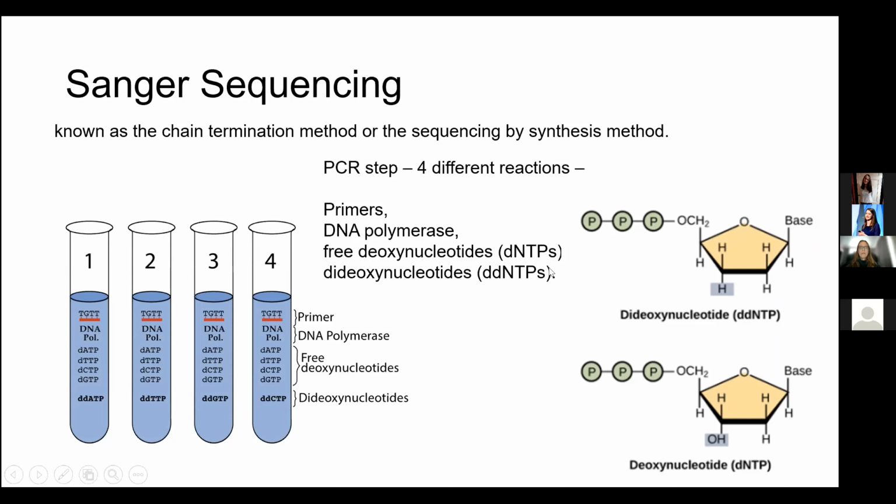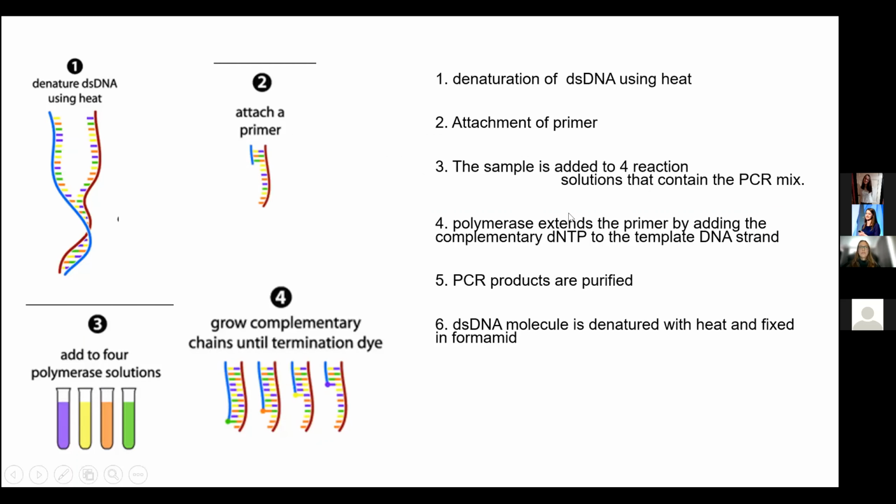So the library prep starts with the denaturation of the double-stranded DNA using heat, and then the primer can attach to the sample. The third step is that the sample is then added to the 4 reaction solutions that already contain this PCR mix. Then the PCR products are purified, and the double-stranded DNA molecule is denatured with heat and fixed in formamide.